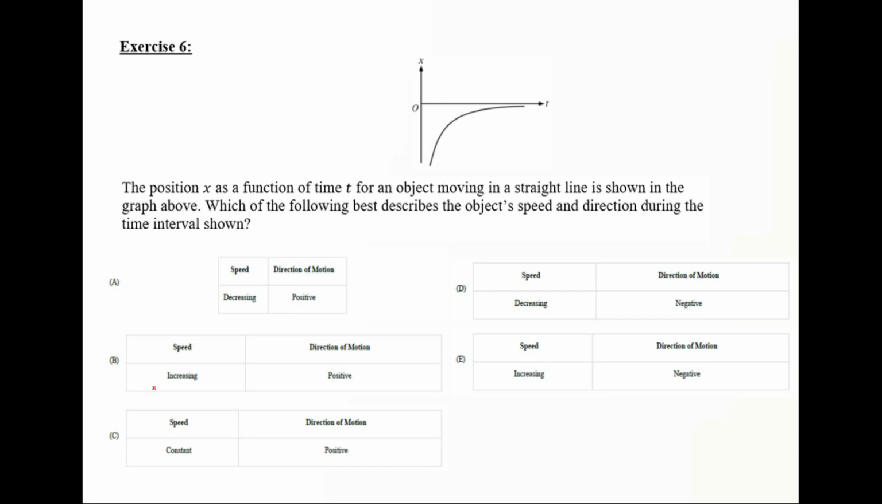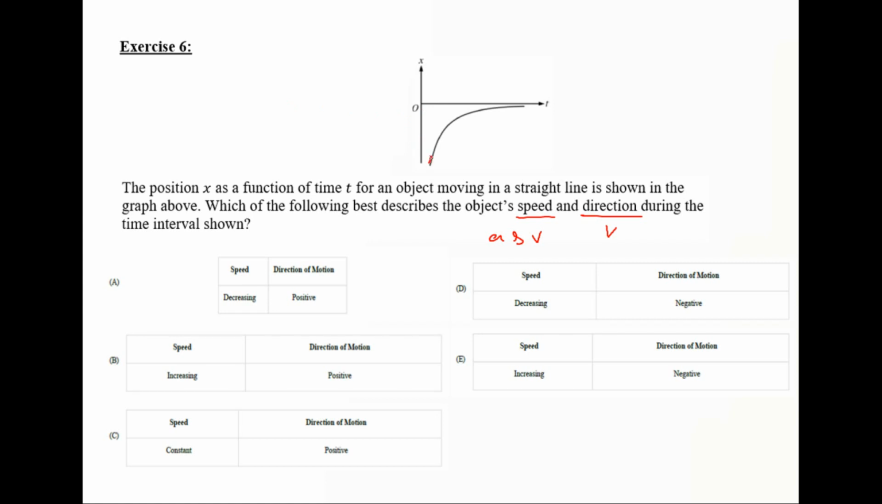Exercise 6, which is the final exercise for this video. The position x as a function of time for an object moving in a straight line is shown in the graph above. Which of the following best describes the object's speed and direction during the time interval D? So we know that the direction is related to v, speed is related to a and v. So we have an xt graph, so basically we need to understand the variation of the slope.